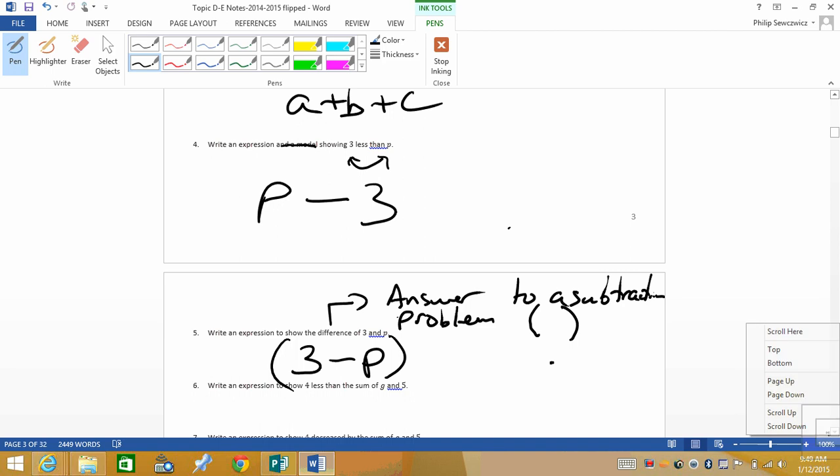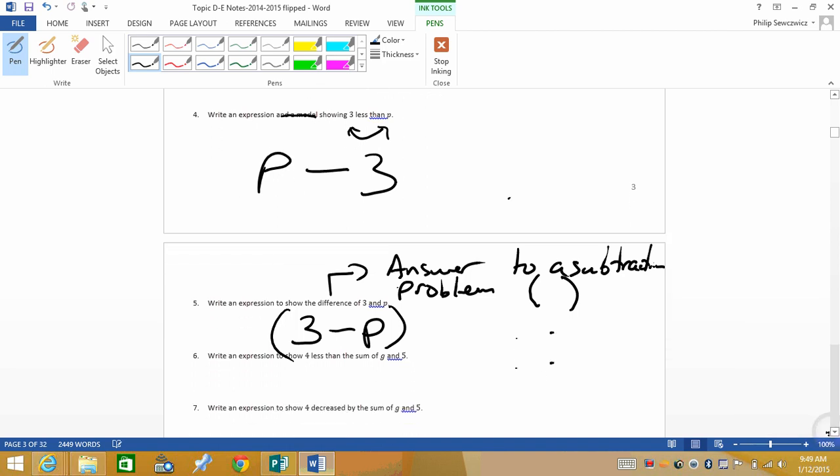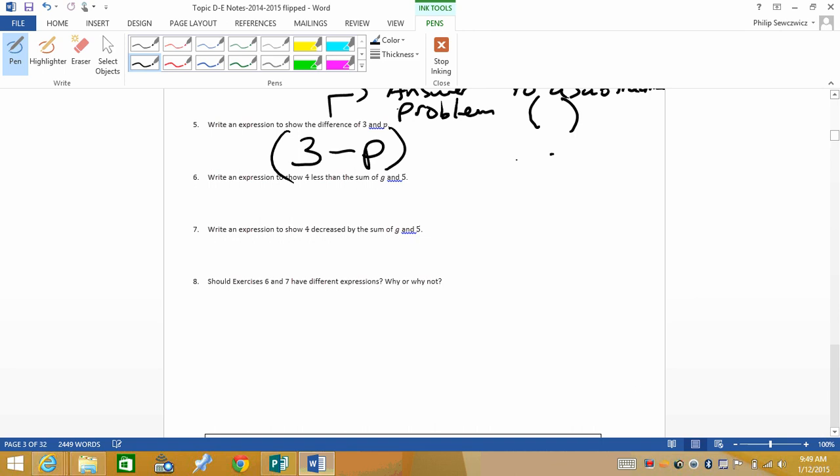Let's see what we got there. Write an expression to show 4 less than the sum of G and 5. Oh, my goodness. This kind of does everything here. Take a moment to try it real quick. So less than does mean to subtract. So we are going to have to use the subtraction sign, but it also means to flip the order around. So since the 4 came first, it's going to need to come second.